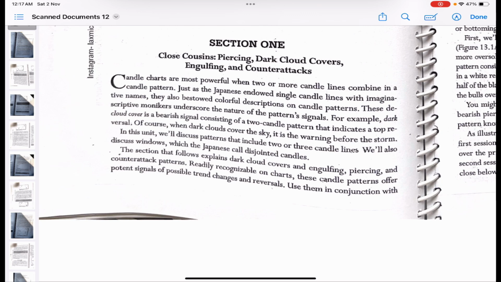So let's start with section 1, which talks about close cousins: piercing, dark cloud covers, engulfing, and counterattacks. Candle charts are most powerful when two or more candle lines combine in a candle pattern. Just as the Japanese endowed single candle lines with imaginative names, they also bestow colorful descriptions on candle patterns. These descriptive monikers underscore the nature of pattern signals. For example, dark cloud cover. The dark cloud cover is a bearish signal and it consists of a two candle pattern that indicates a top reversal. Of course, when dark clouds cover the sky, it is a warning before the storm.